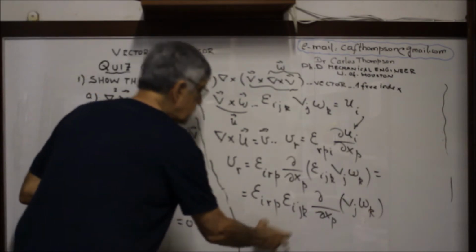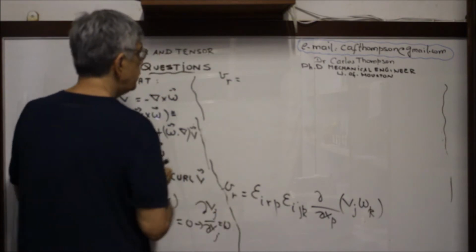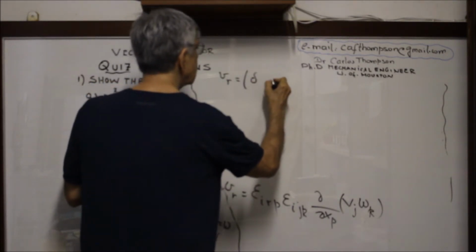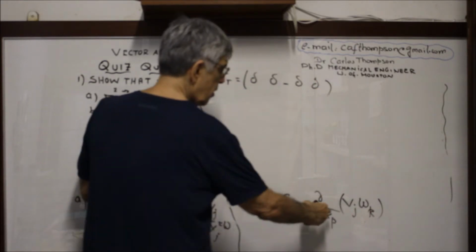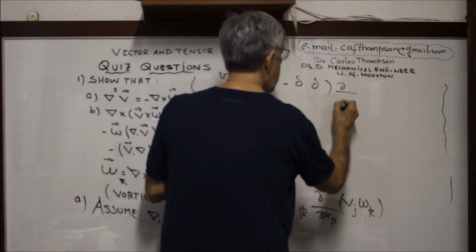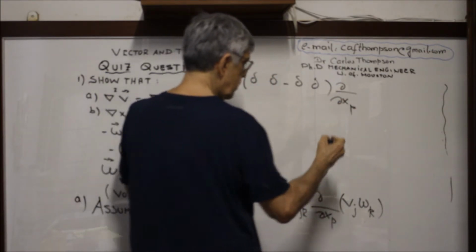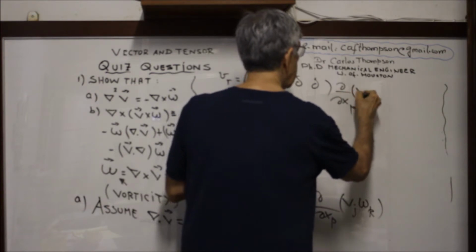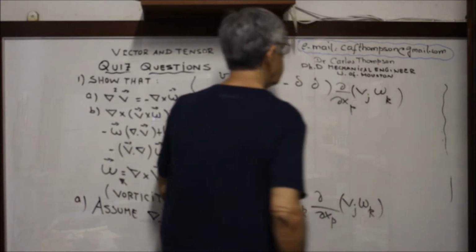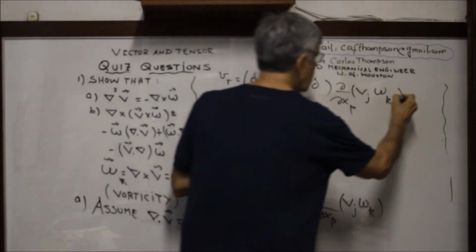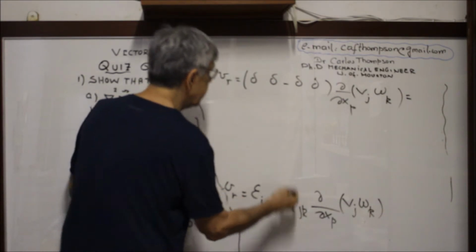Now let's develop this, using the identity for delta. vR, now I always do this, delta, minus, delta. Now I write down here the partial derivative of xP, Vj, omega k. Now this is equal. Now you see, look, i and i, so Rj.